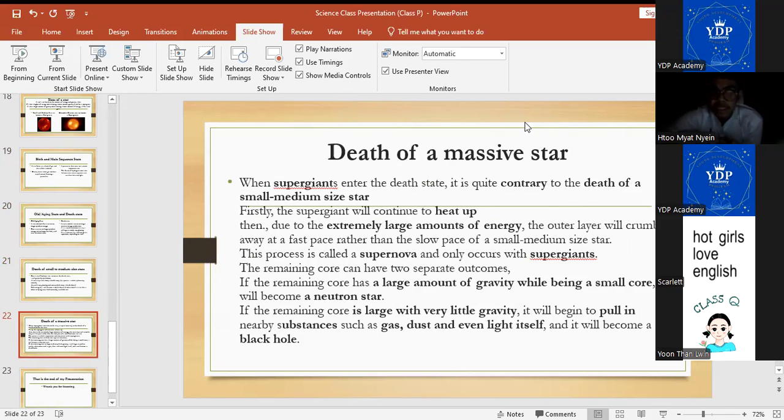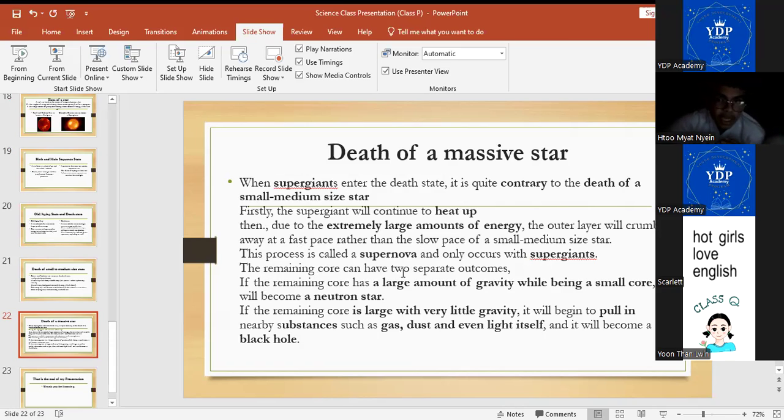And the death of a massive star, when supergiants enter the death state, it is quite contrary to the death of a small to medium-sized star. Firstly, the supergiant will continue to heat up, then, due to the extremely large amounts of energy, its outer layer will crumble away at a fast pace rather than the slow pace of a small to medium-sized star. This process is called a supernova and only occurs with supergiants.